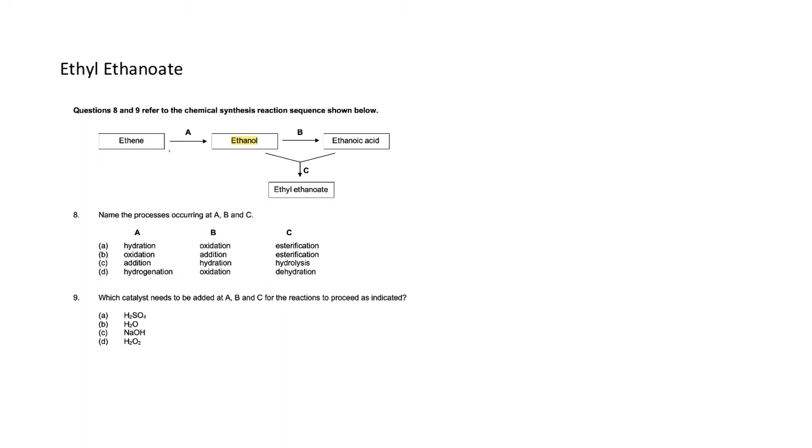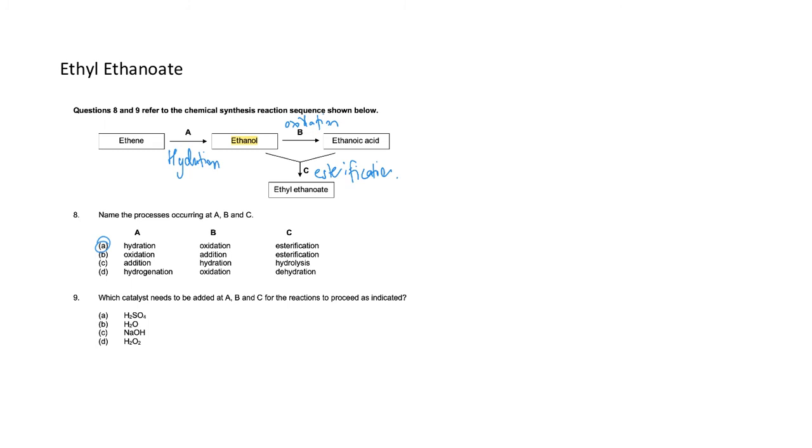So this is hydration. This here is oxidation. And this here is esterification. Which means that even from the first one is just A. All right.